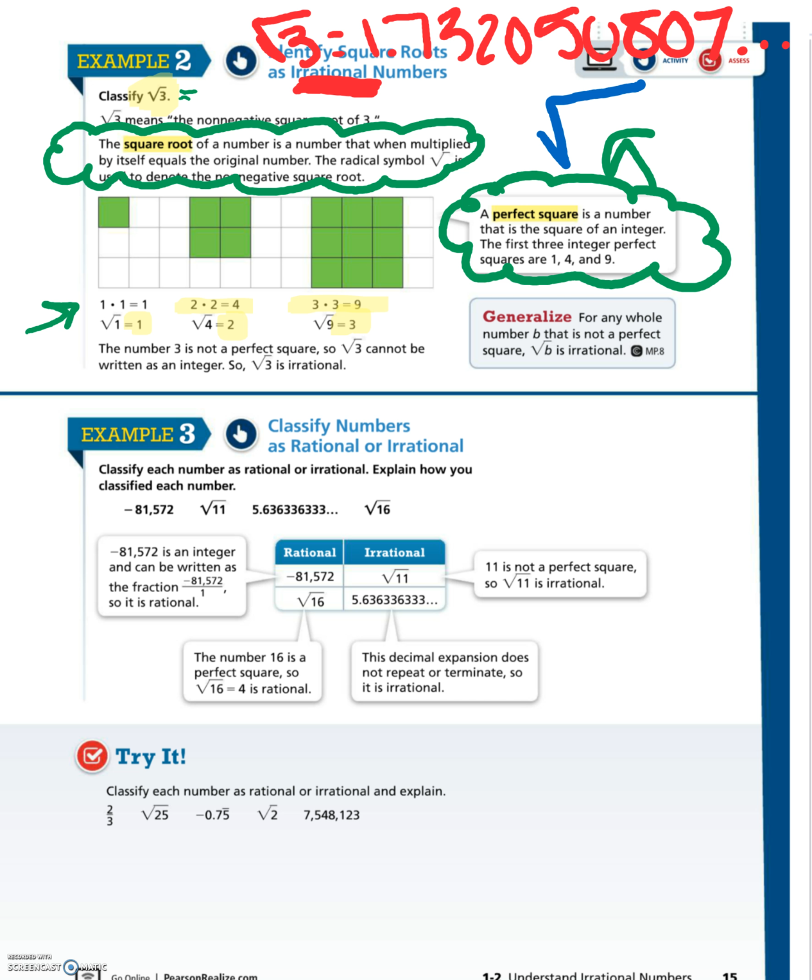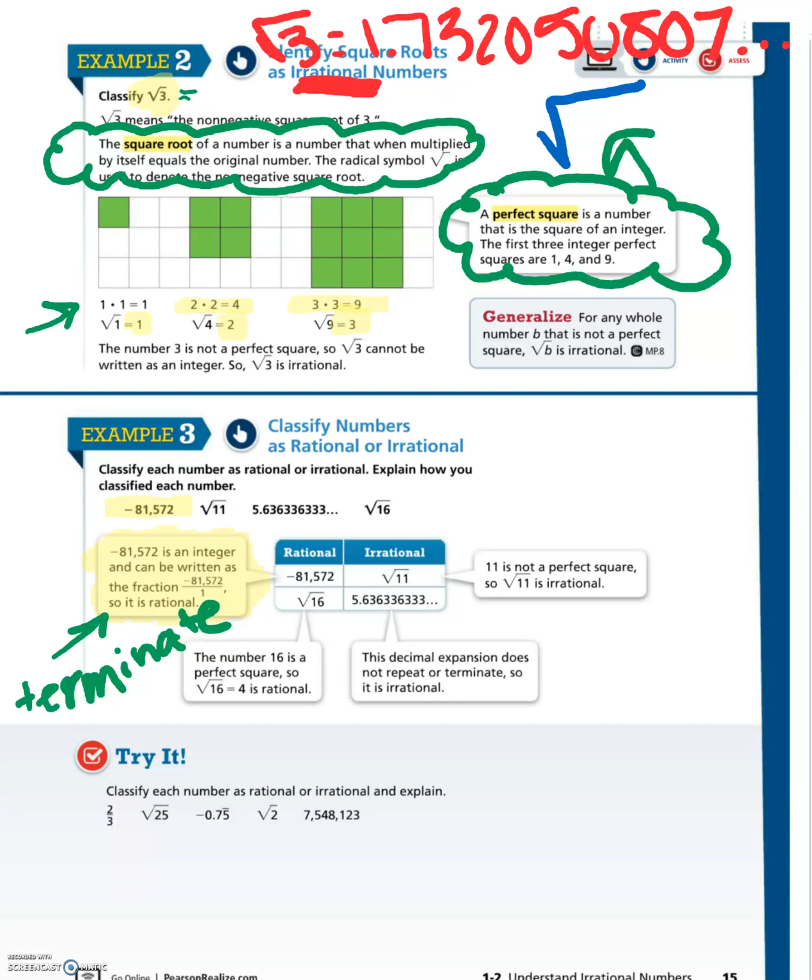So, example number 3, classify each number as rational or irrational and explain how you classified each number. So we'll start with this, negative 81,572. So it says it's an integer, and it can be written as a fraction, so it is rational. This number also terminates. Remember that word that means ends. Terminates.